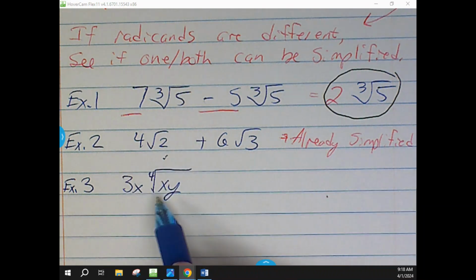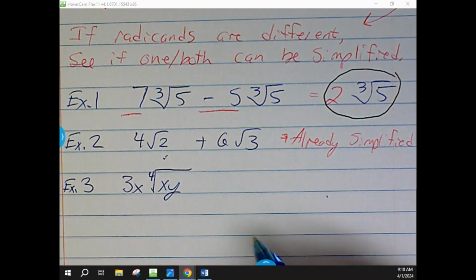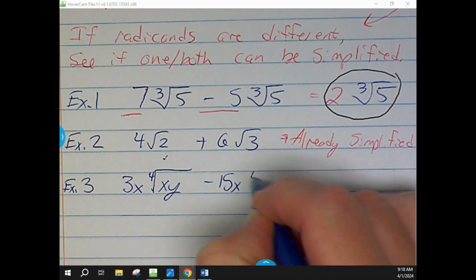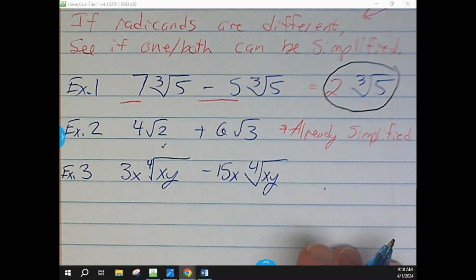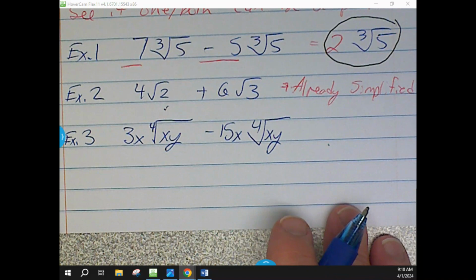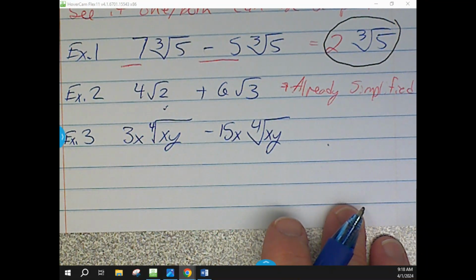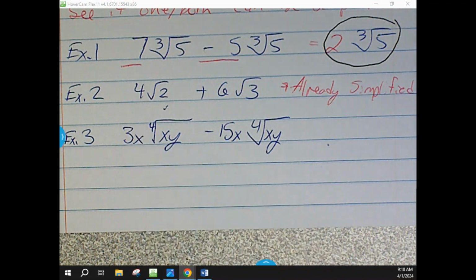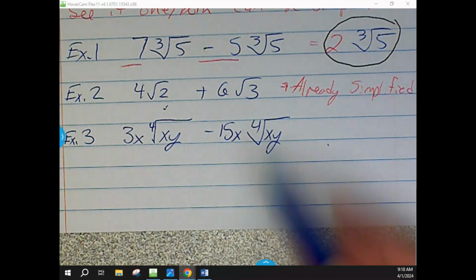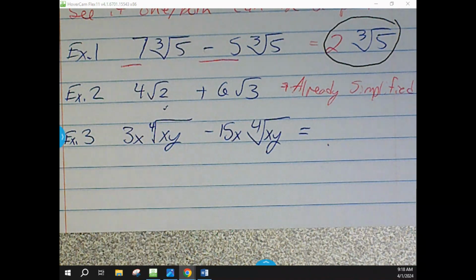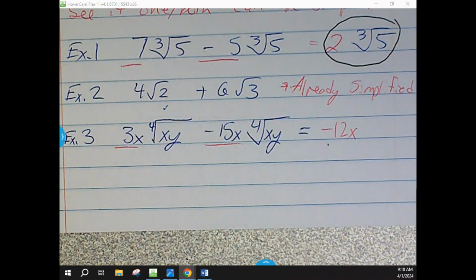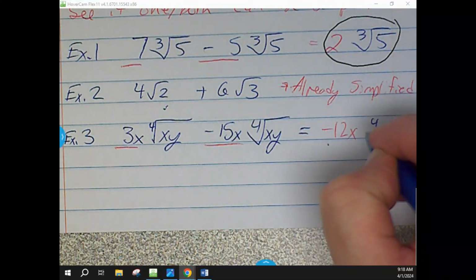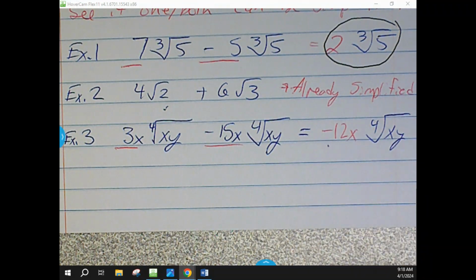Okay, so let's do 3x times the fourth root of xy minus 15x times the fourth root of xy. Both of them are fourth root, so we're good there. Both of them are xy on the inside, so we're good there. So on the outside, all we have to do is 3x minus 15x, and that's negative 12x. Again, what's on the inside doesn't change, so it stays the fourth root of xy.